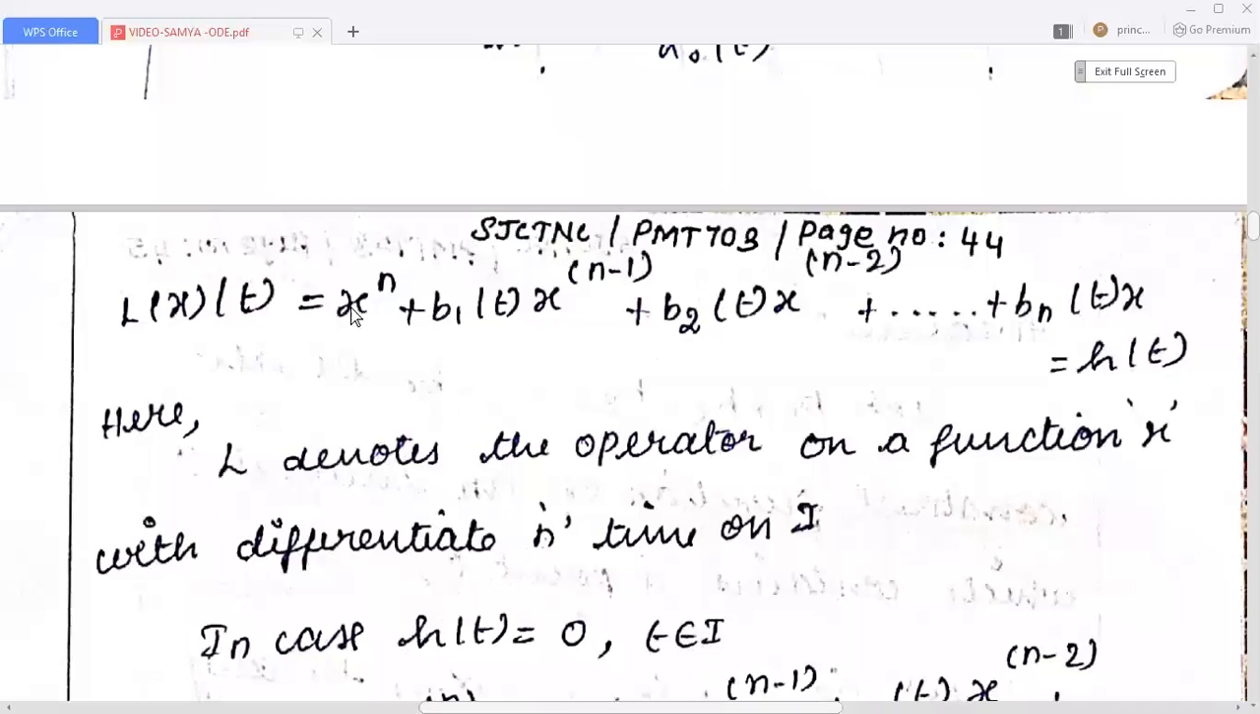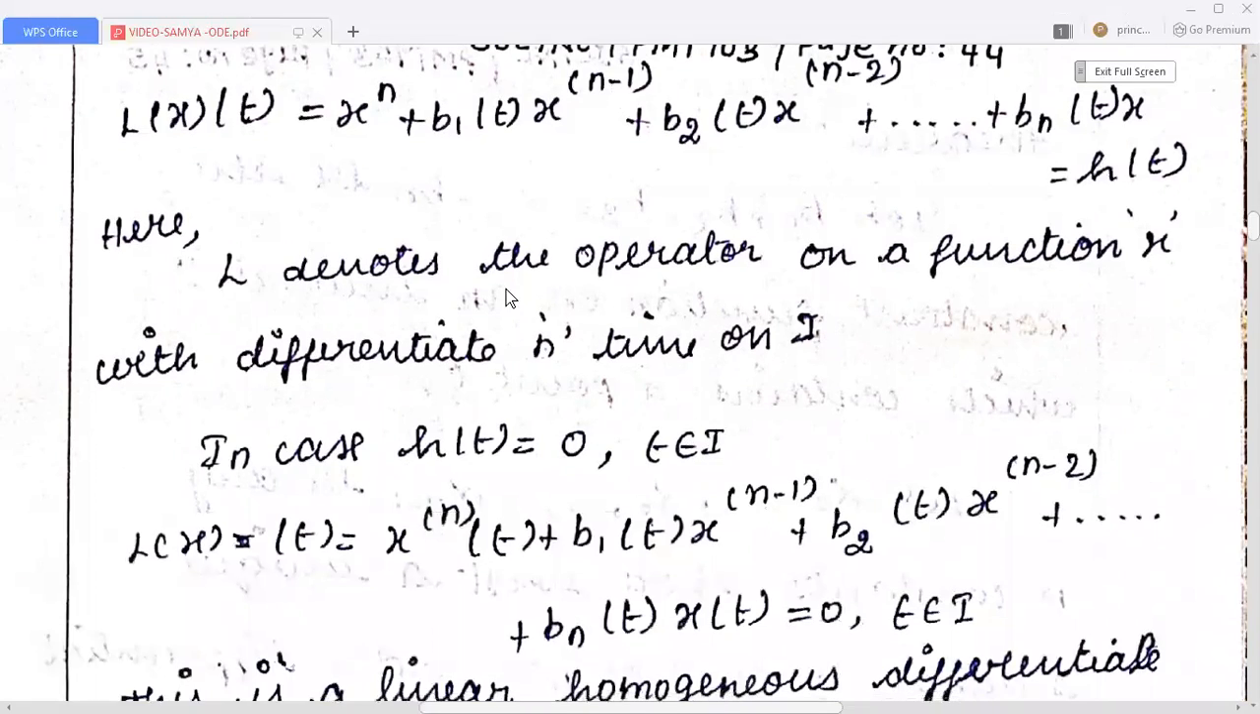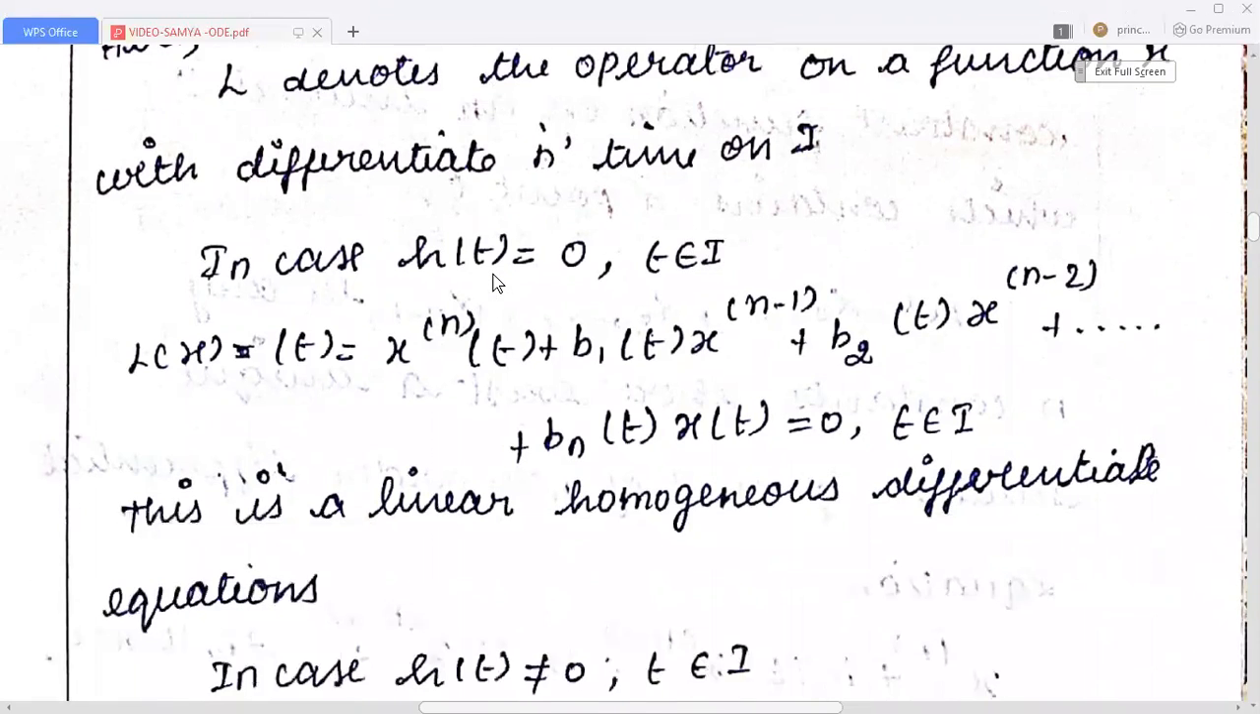Therefore, Lx of t equal to x power n plus b1 of t into x power n minus 1 plus b2 of t into x power n minus 2 plus etc., bn of t into x equal to h of t. Here, L denotes the operator on a function x with differentiation n times on the interval I.